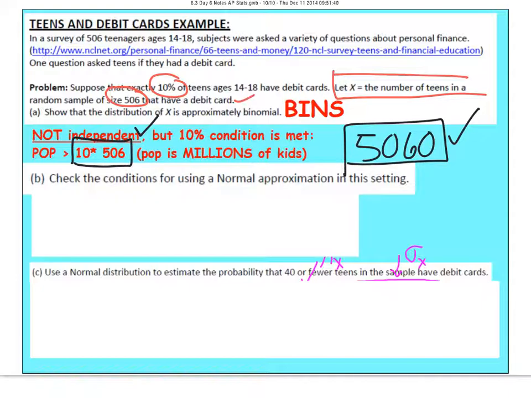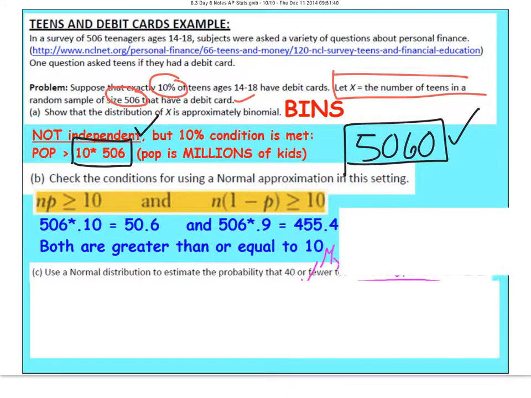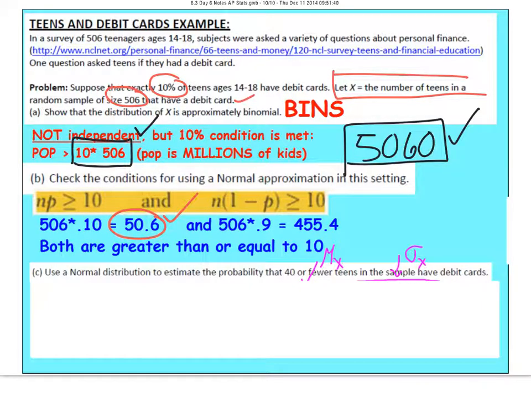So let's check the conditions for that. Do n times p and n times 1 minus p. So n is going to be 506. Probability of success is 10%. Here I get 50.6, greater than 10. Here, the probability of failure is 0.9, so it's definitely greater than 10. So I can do a normal approximation.